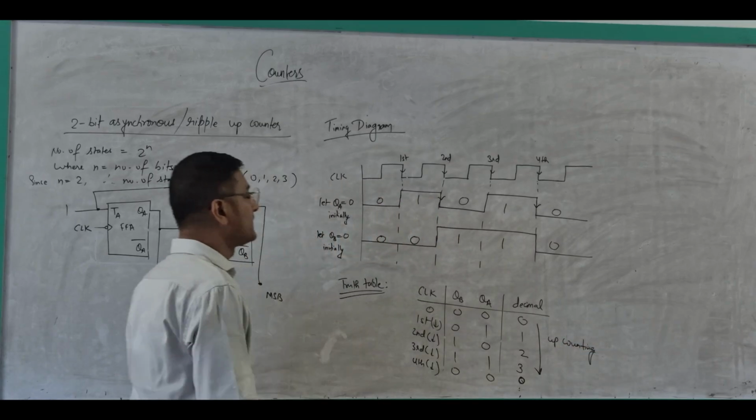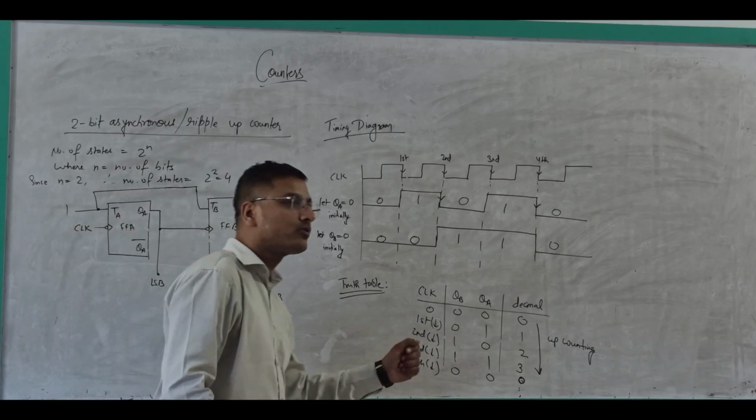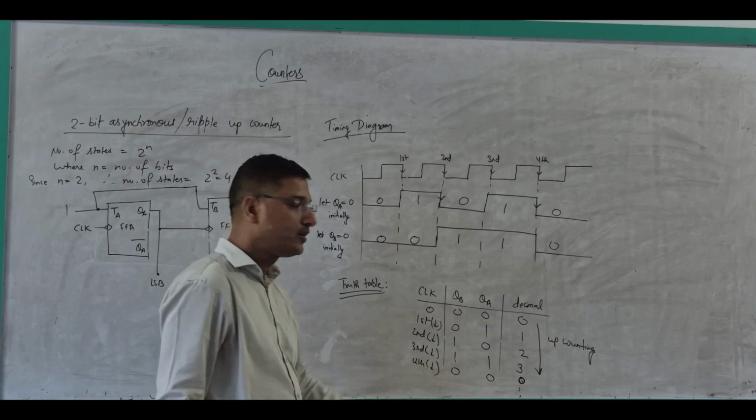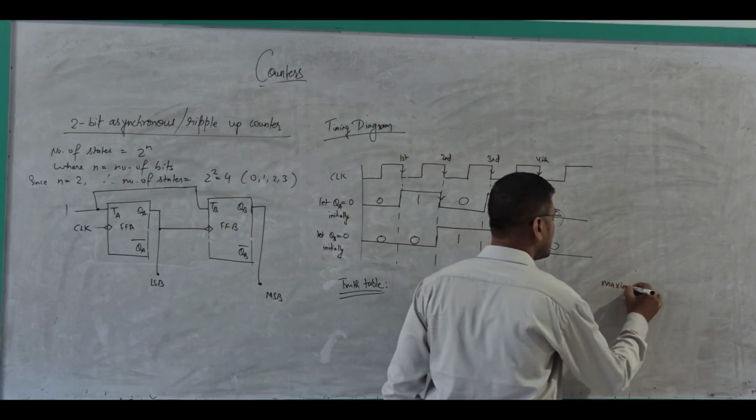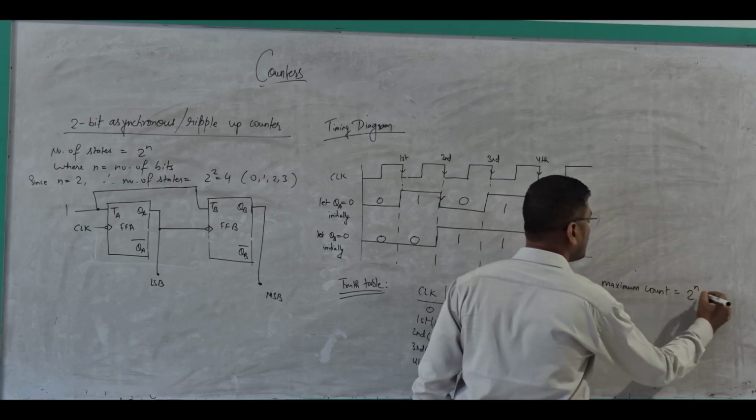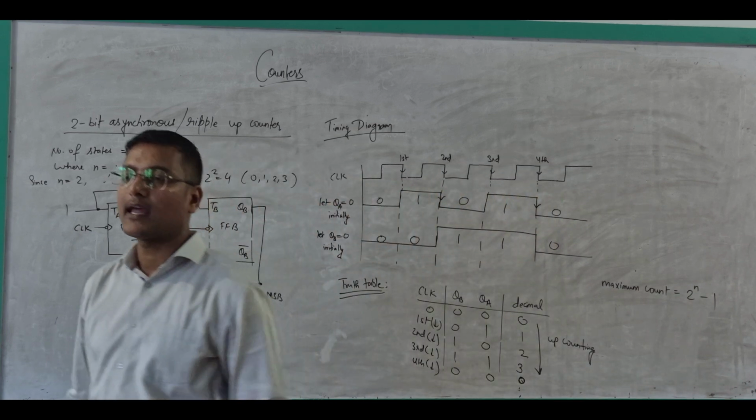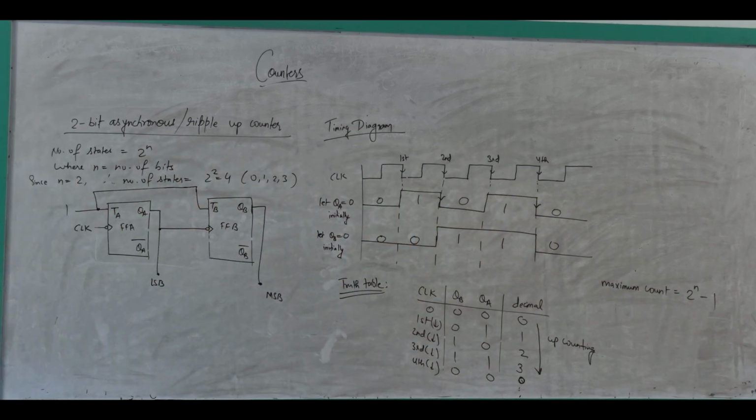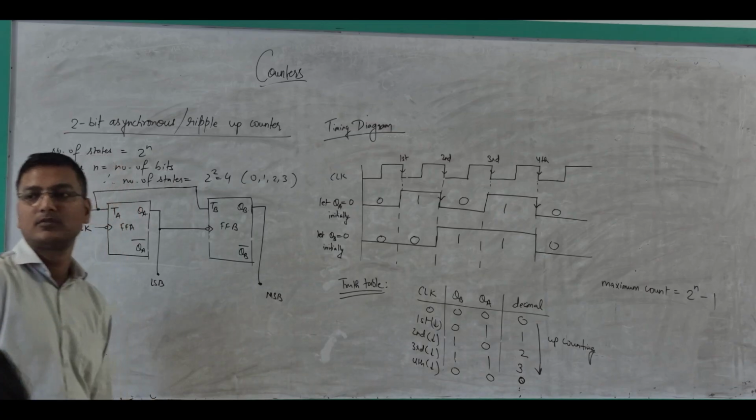What is the maximum value of the count? 3. So this is a formula: maximum count is nothing but 2 to the power n minus 1. So here n is 2, 2 square is 4, minus 1 is 3. So 3 is the answer.